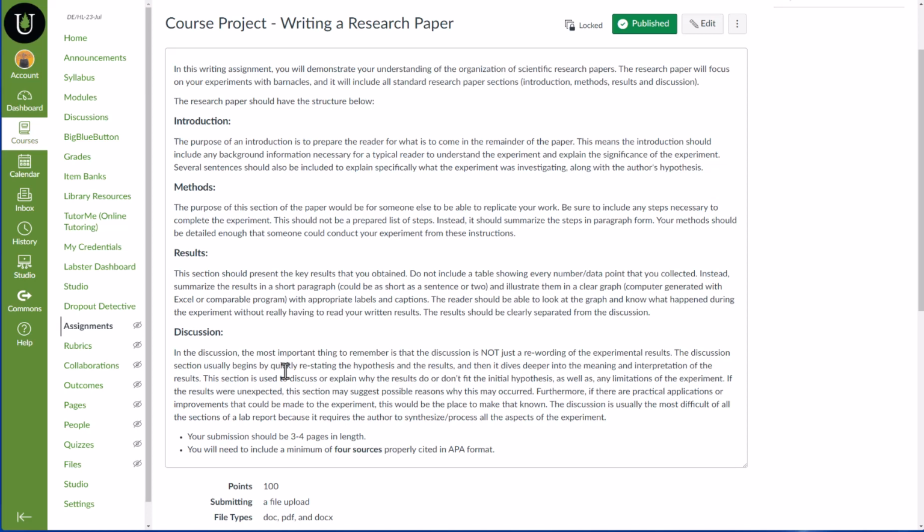Then you'll talk about the methods. So how were your data collected? Remember, it's not a list of steps. It's not a list of materials. You're going to write this in paragraph format, summarizing what you did to gather your data.